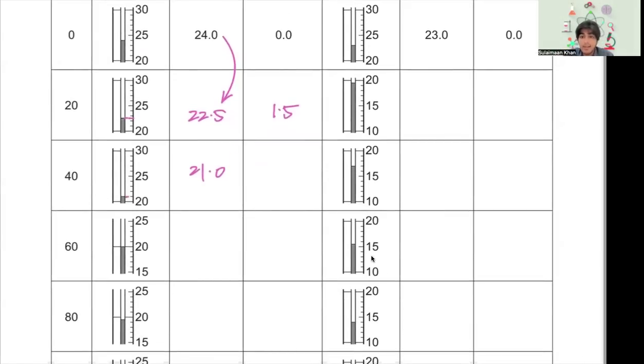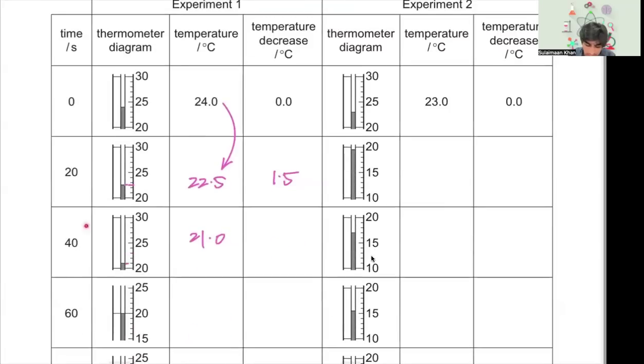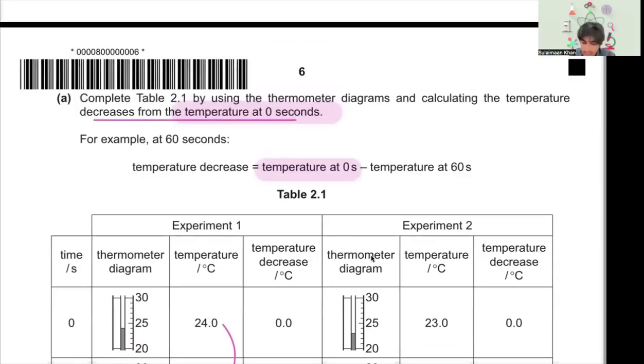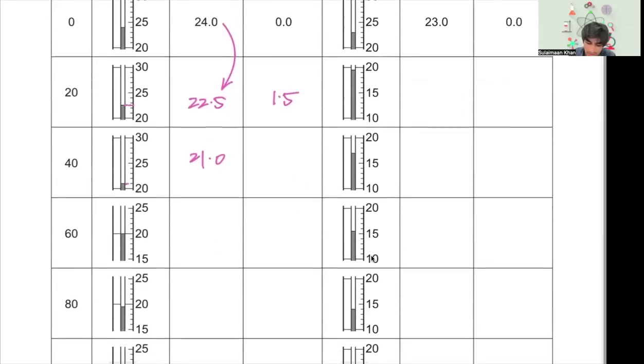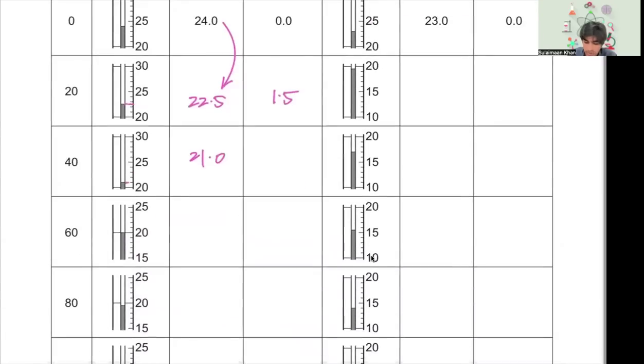But then again, read the question carefully, Samir. It says, if you want to find out the temperature decrease, you do it from temperature at 0. See, he even gave you the example. If you want to find 60 seconds, see, he even went here. Even if you want to find the temperature decrease at 60, you subtract it from the temperature at 0. So these are the tiny mistakes that you need to be careful about, right? He even gave you the example for you to not be confused. Okay, so 24 minus 21, that's what I'm going to do.